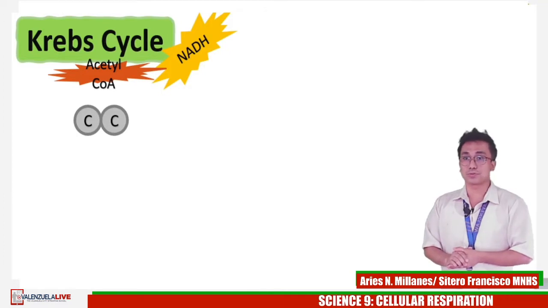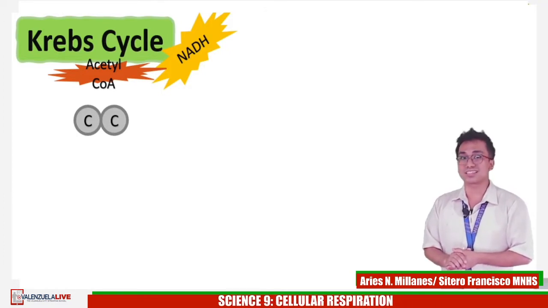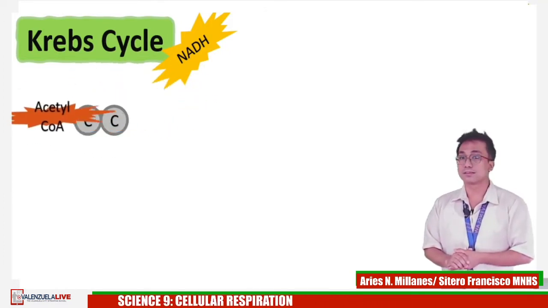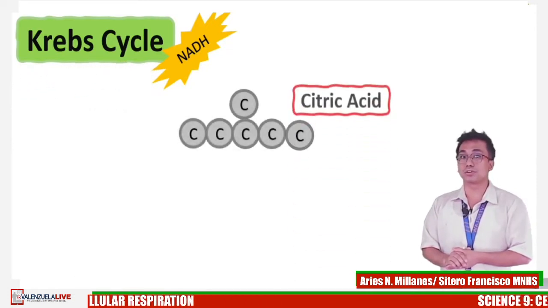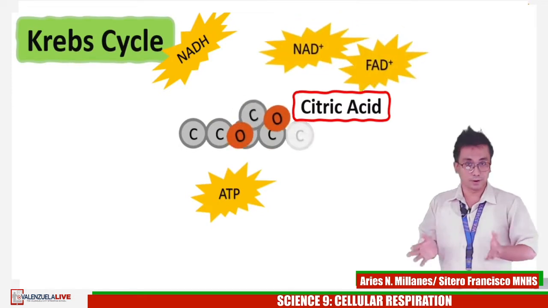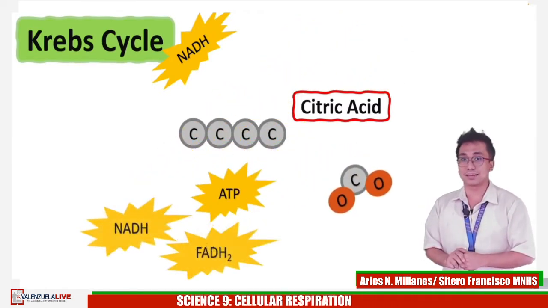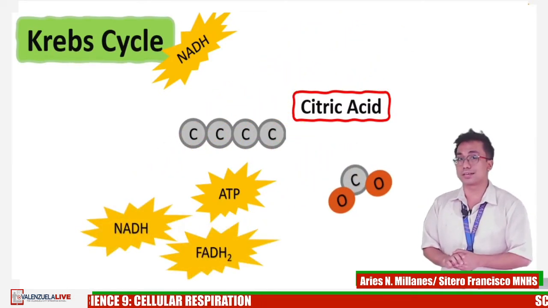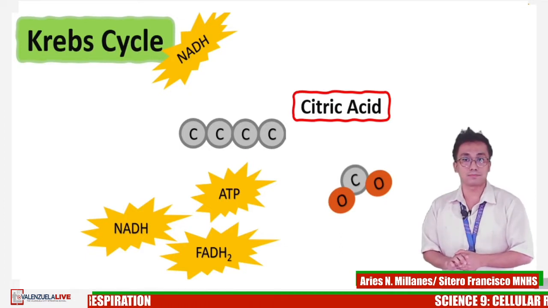Each molecule of pyruvic acid combines, forming acetyl-CoA, or acetyl coenzyme A, and releasing carbon dioxide in the process. Acetyl-CoA combines with another compound, forming citric acid. Citric acid is continuously broken down in the Krebs cycle. The breaking apart of citric acid releases carbon dioxide as a waste product.